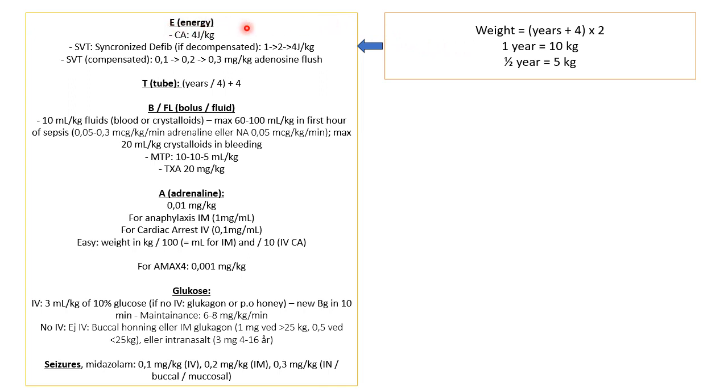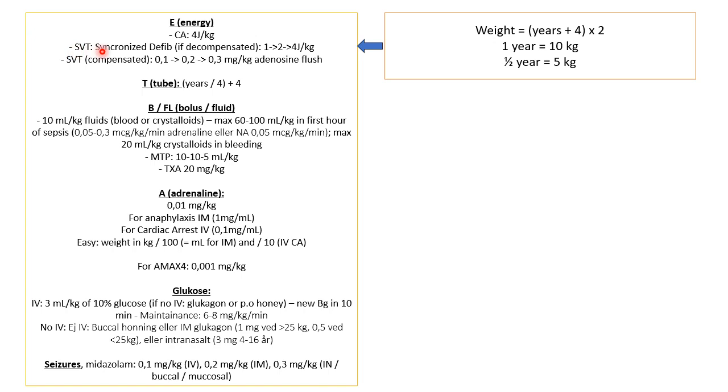And then you have the E, which is energy. Energy for cardiac arrest would be 4 joules per kilo. So in the example of a 22 kilo child, this would be 4 times 22, which is 88, right? And this can go up to 6 joules per kilo if it's refractory. Then also for energy, you will have the SVT, which is compensated or decompensated. If it's decompensated, meaning that the patient may not be mentating as well, or they are having signs of cardiogenic shock, then you'll give them a synchronized defibrillation, importantly synchronized, as opposed to the cardiac arrest non-synchronized defibrillation.